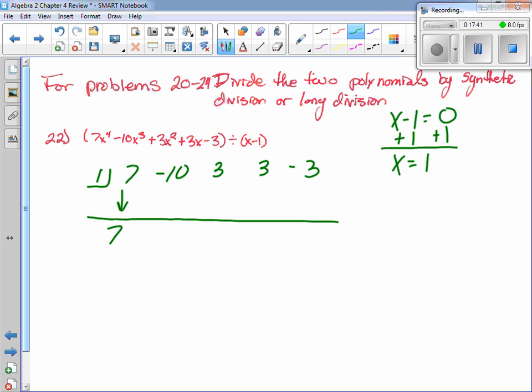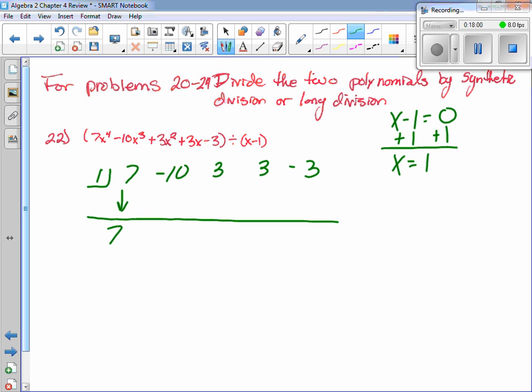Since we have our 7 comes from our x to the fourth, and negative 10 comes from x to the third, 3 comes from x squared, 3 comes from x, and negative 3 comes from our constant term. And remember, if we have any missing, because here we don't, we have to put in zeros for any term that's missing.